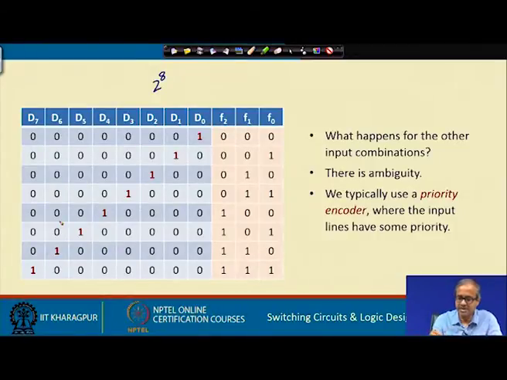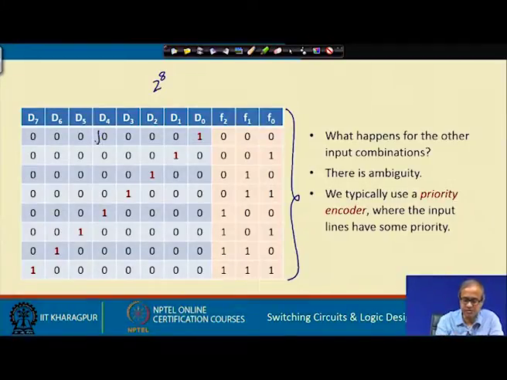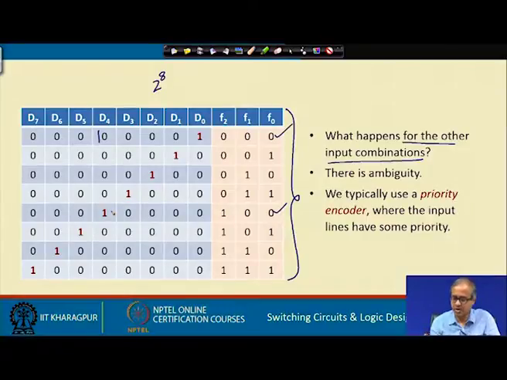Now, one issue in this kind of encoder design is that you are assuming exactly one of the inputs is at 1. But let us say by accident or otherwise, I have also made another input 1. Let us say D4 is 1 and D0 is 1. What will be my output? Will it be 0 0 0, or will it correspond to D4, 1 0 0? For input combinations where more than one input can become 1, there is some ambiguity. To remove this ambiguity, the encoders that we normally design are priority encoders, not a normal encoder like this truth table shows.